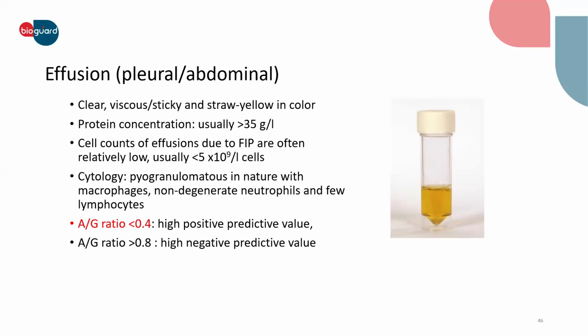The best tool to diagnose FIP is the effusion, thoracic or abdominal effusion. Usually, the effusion is clear, viscous or sticky, straw yellow in color, and has a high protein concentration. Especially useful information is the albumin to globulin ratio. If the AG ratio is less than 0.4, it has a very high positive predictive value for FIP diagnosis.